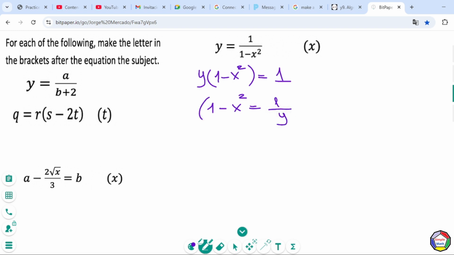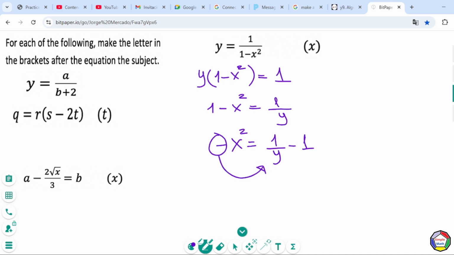Now I'm going to take this 1 and I will move it to the other side. How? Subtracting. So I will say that minus x squared is equal to 1 over y minus 1. Okay? Now I'm going to take the minus 1 and I will pass it to the other side.